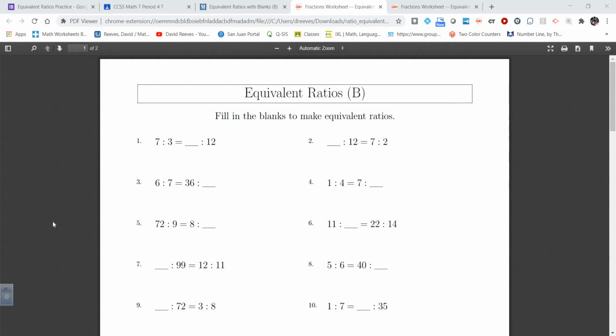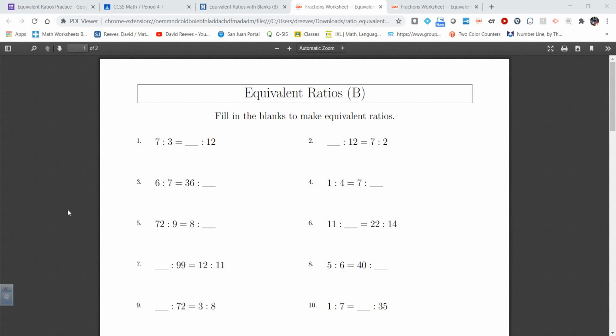And today we're looking at finding missing values in order to create equivalent ratios. So in our previous lesson, we had an introduction to equivalent ratios. I misspoke earlier. Equivalent ratios is what we're talking about. We'll talk about equivalent expressions later on. But we're talking about equivalent ratios.